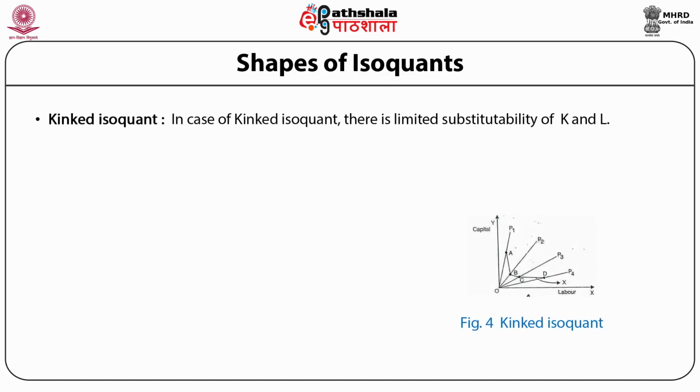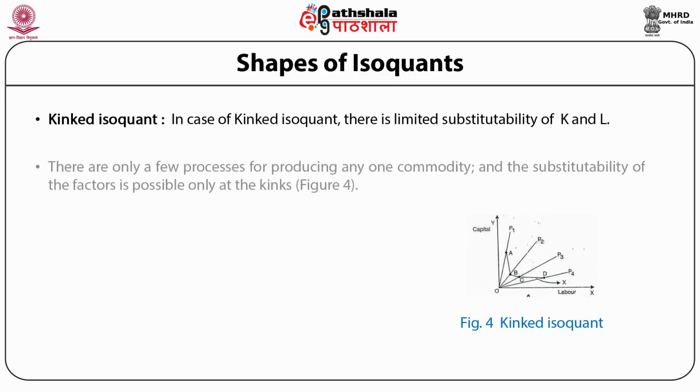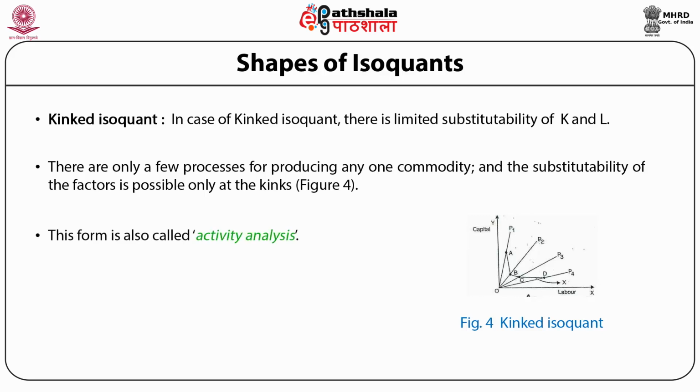Kinked isoquants. In case of kinked isoquants, there is limited substitutability of K and L. There are only a few processes for producing any one commodity, and the substitutability of the factors is possible only at the kink, as shown in figure 4. This form is also called activity analysis.